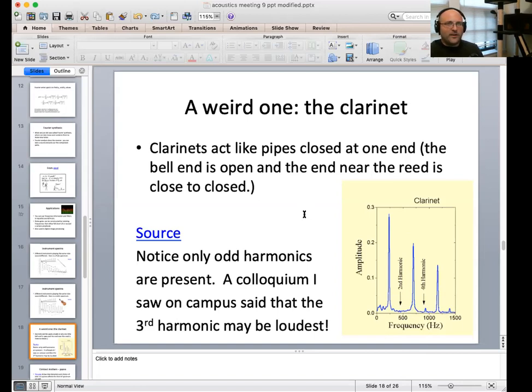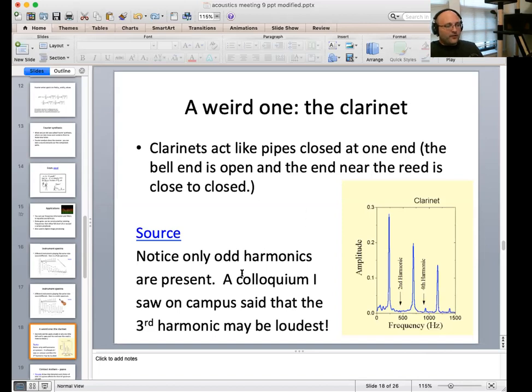Clarinets are often called open-closed things because on one end you have the reed, and the other end is the open bell. Flutes are more like open pipes on both ends. So when we studied pipes, you saw that closed and open pipes allow different harmonics. Pipes closed on one end only let the odd ones come out.